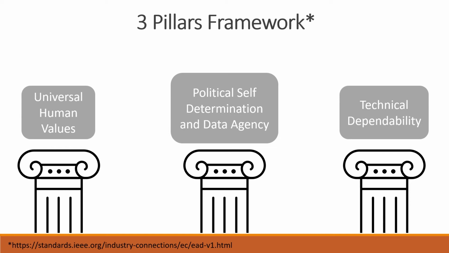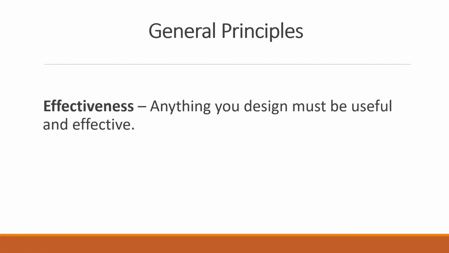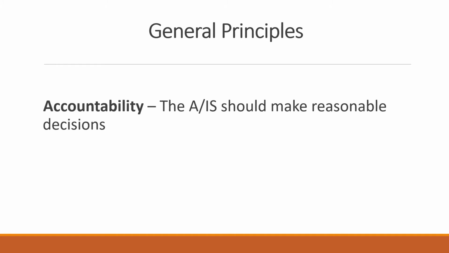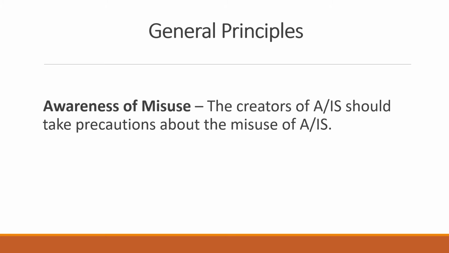Now, these pillars are just broad aspects of the framework which has been delivered, but we can identify the general principles of ethical design for a more in-depth perspective. Effectiveness. Anything you design has to be useful and effective. Transparency. How the AIS makes decisions should be made public. Accountability. The AIS should make decisions with clear reasons. The awareness of misuse. The creators of AIS should take precautions about potential misuses.